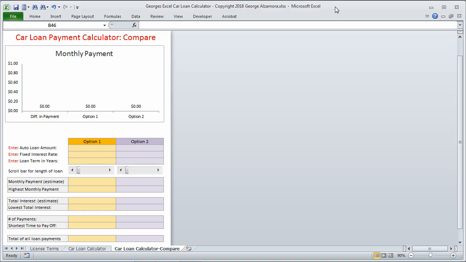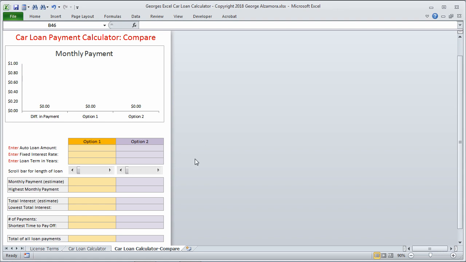I'm going to go over George's Excel car loan calculator. This is a simple Microsoft Excel template that can help you estimate what your monthly payment will be, and also estimate what the total interest would be over the life of the loan given different types of loan scenarios.